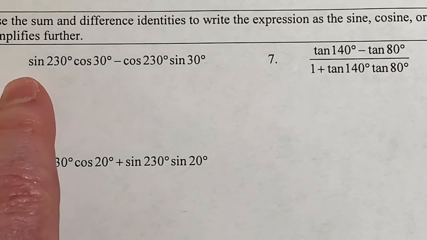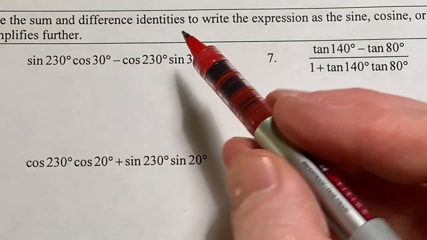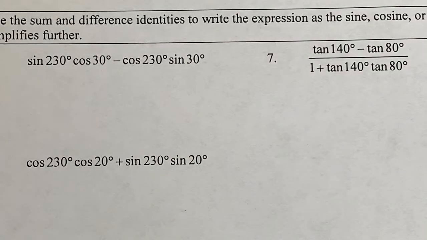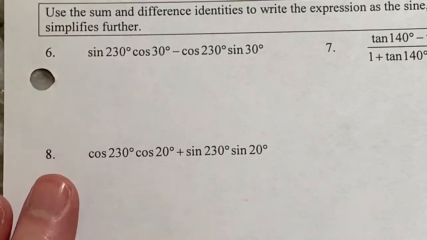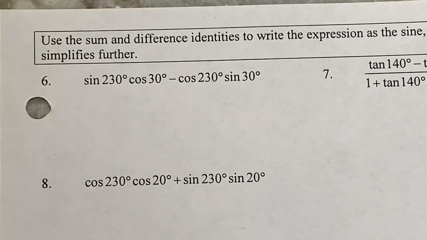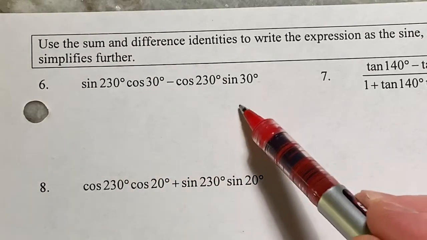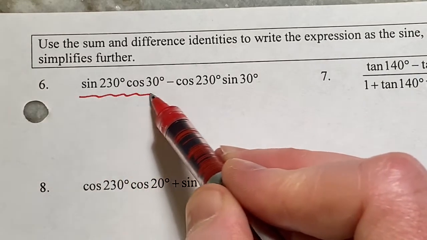Number 6, I give you something with all these angles already plugged in there. Now the temptation is to go, hey, what's cosine of 30? Oh, it's √3/2. What's sine of 30? 1/2. And then you still have this big mess because I don't know the trig functions of 230. And you ignored the question, which says use the sum and difference identities to write the expression as either the sine or the cosine or the tangent of an angle. And I don't want this to be sine of 230 times √3/2 minus cosine of 230 times 1/2. That's not very pretty.